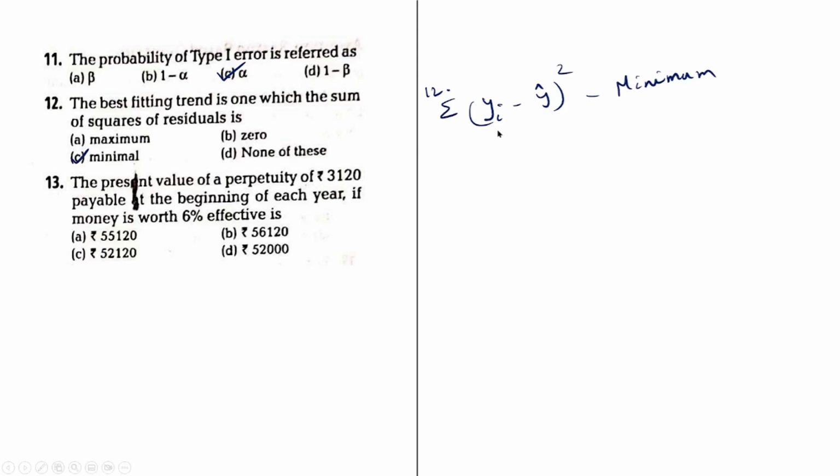So here yi is the actual values and yi cap, it is the trend values which we get from the trend equation. So the sum of squares of this should be minimum and it is called sum of squares of residuals.